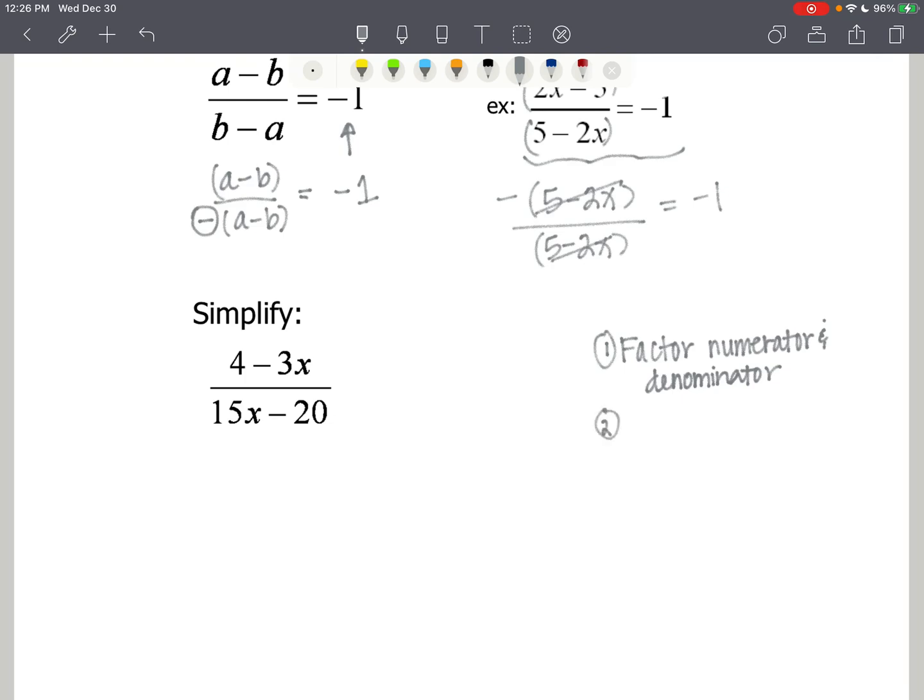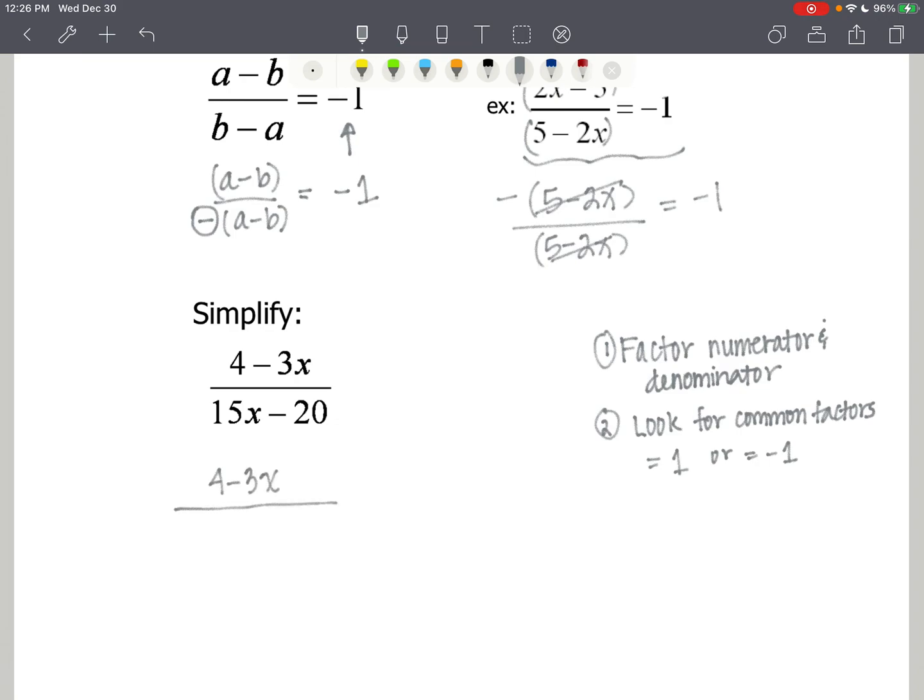Then we're going to look for common factors. So look for common factors in the numerator and the denominator to equal 1 or to equal negative 1, as demonstrated above. So 4 minus 3x, we're going to leave that because they don't have any common factors.